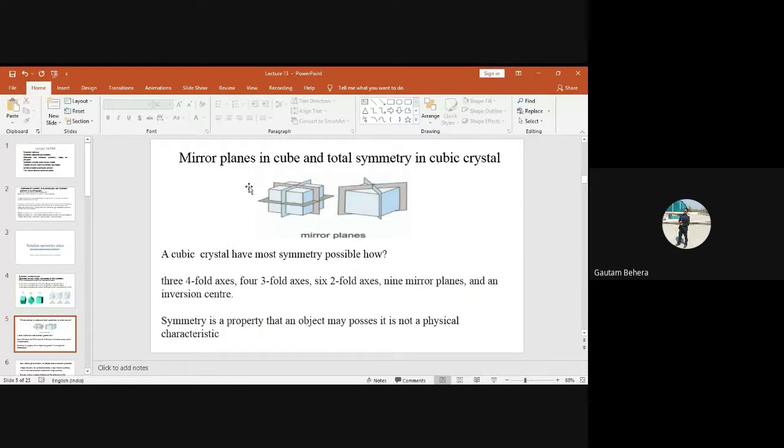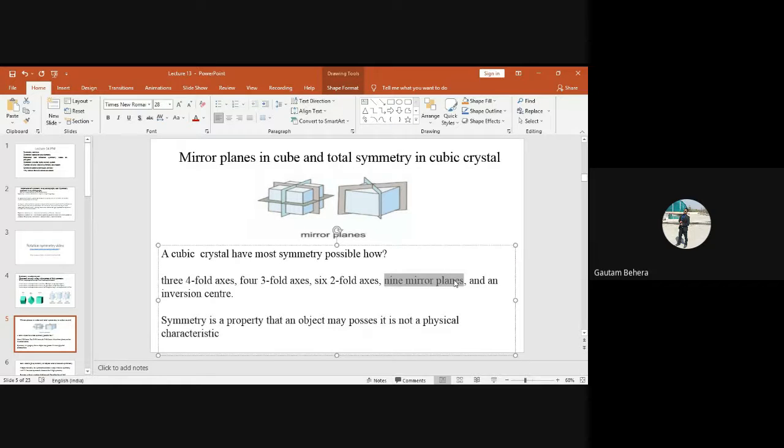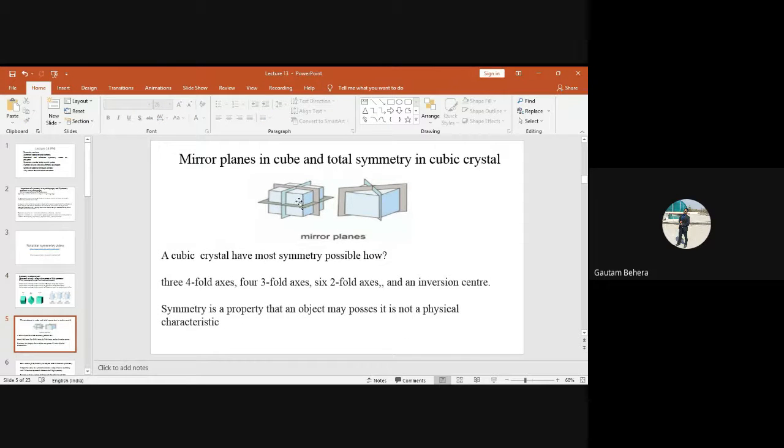Now, mirror plane. If you remember, I have told you about the mirror plane. Just have a look at it. You can choose a mirror plane which will cut the cube like this, or like this one, or like this. You can choose a mirror plane cutting through the diagonal, and you can choose a mirror plane along another diagonal also.